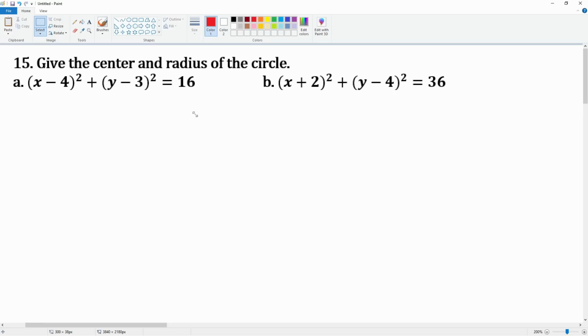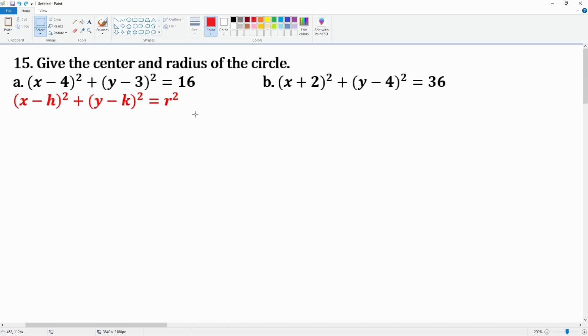Okay, so we have question 15. Given the center and the radius, that's all we have to do. Notice that the equation is already in standard form of a circle, so life is easy. Just write the equation right under it: (x - h)^2 + (y - k)^2 = r^2.